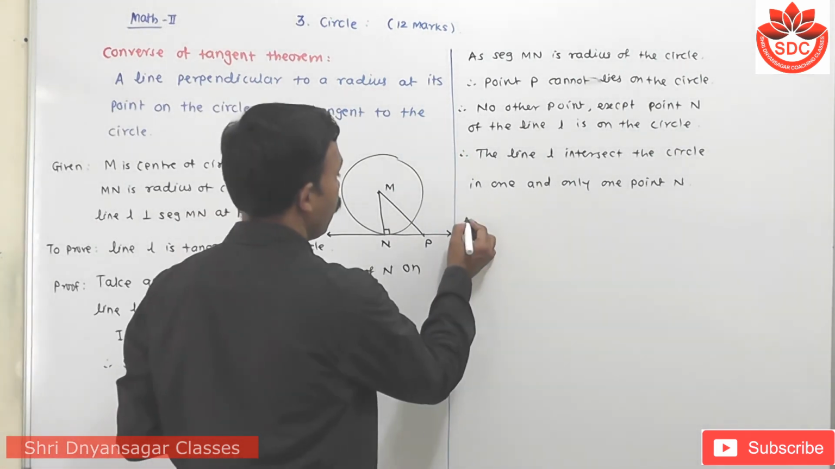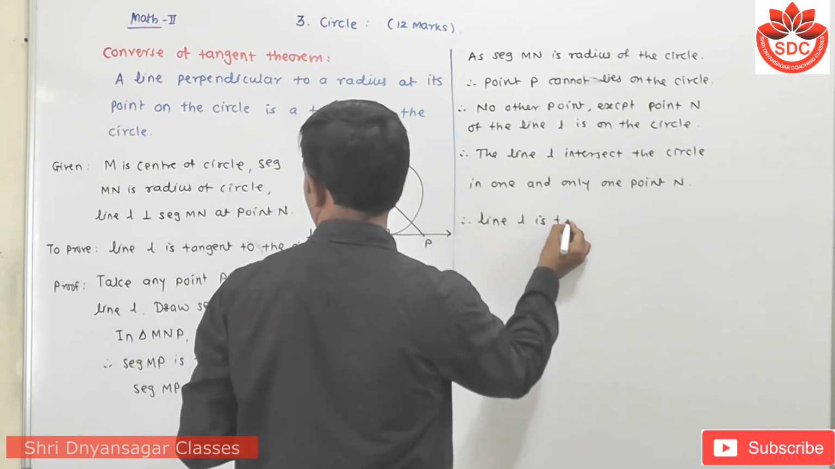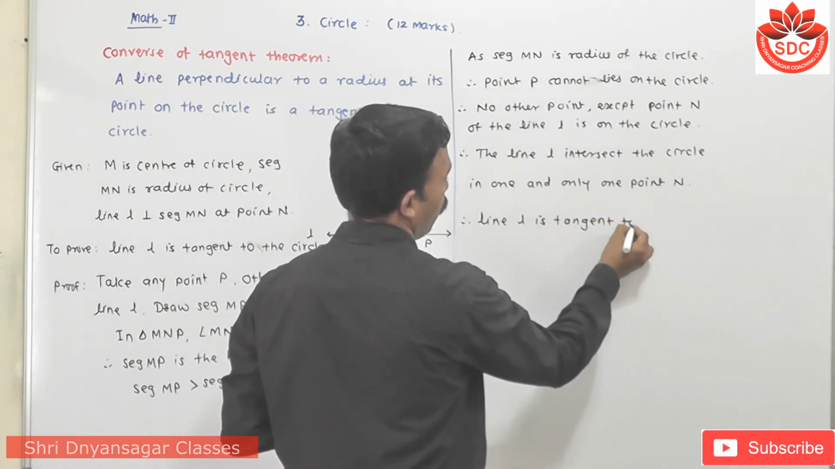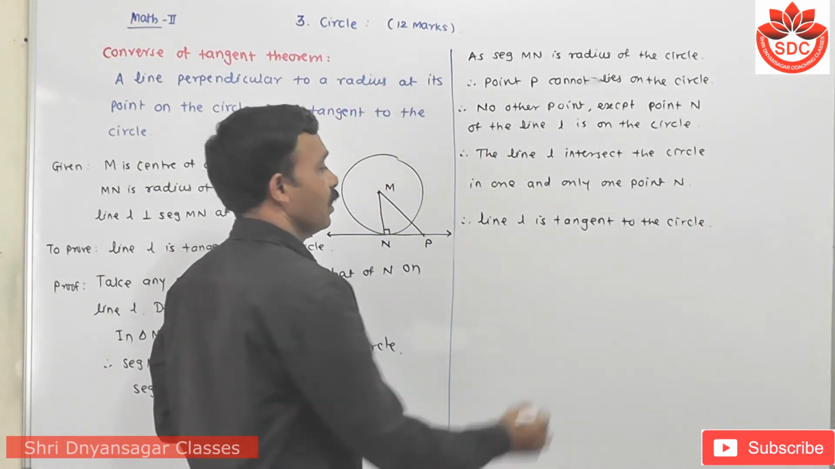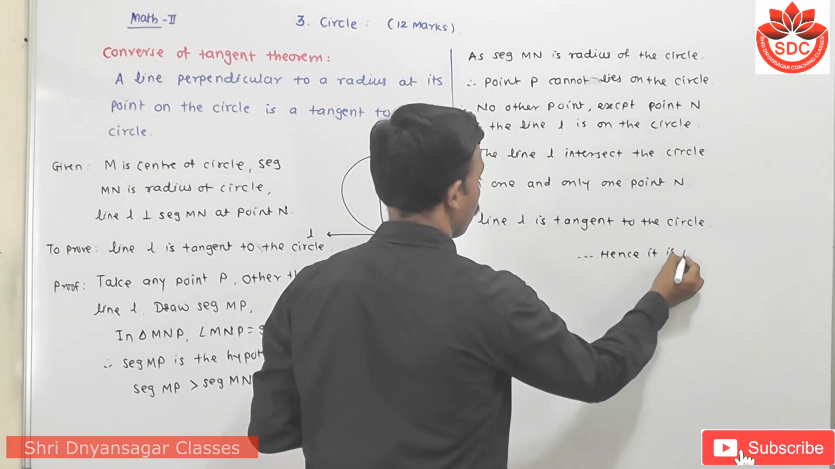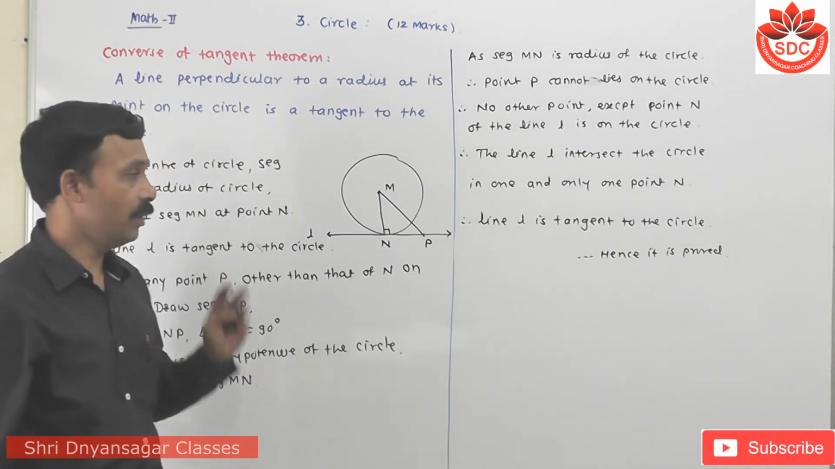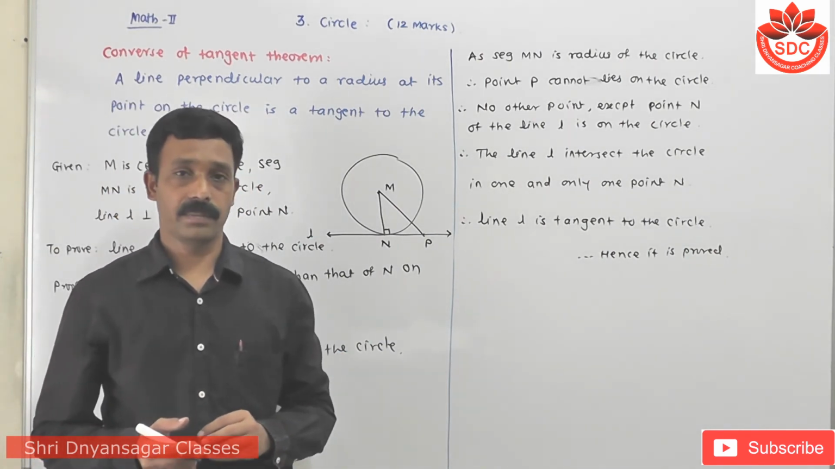Therefore line L is tangent to the circle. Can you understand this? And hence it is true. Okay, we use this theorem to solve the example also. Okay, we take the next theorem.